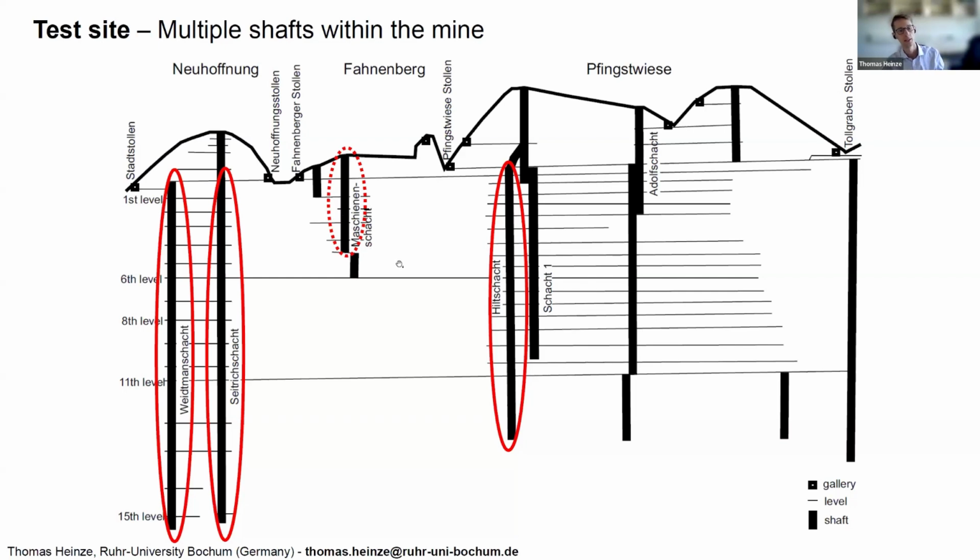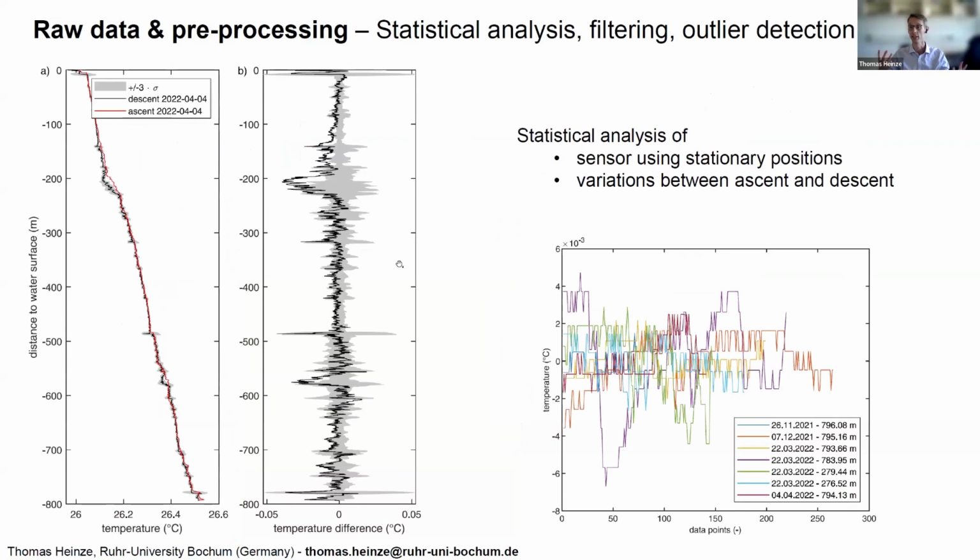Now, what you see here is the raw data. Okay, so in black, that would be our properly measured descent profile. So we lower the sensor quite slowly, and then you see you have the red line, that's the ascent then, which was done with 3 times the rate of ascent compared to the descent.